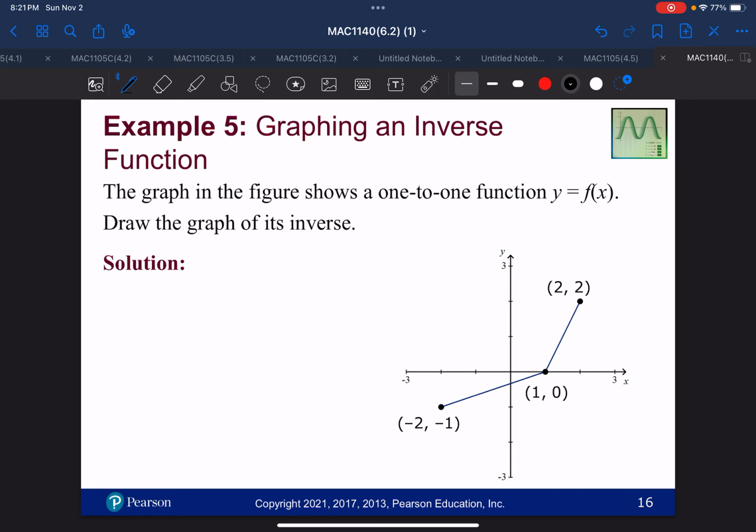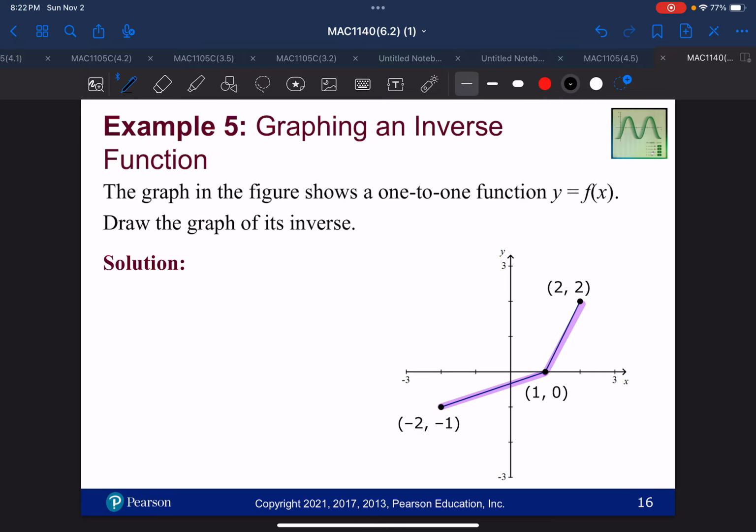So for example, they want me to find the graph of the inverse of this function graphed here in the Cartesian plane. So they just have these two line segments being connected by the points -2, -1, and 1, 0, and then to the point 2, 2.